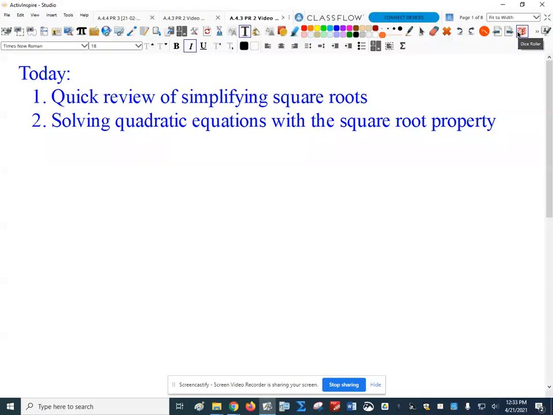So what we're looking at today, I don't think I'm going to do this review with, actually, yeah, I am going to do this with you guys. Because we didn't go through this example last time.